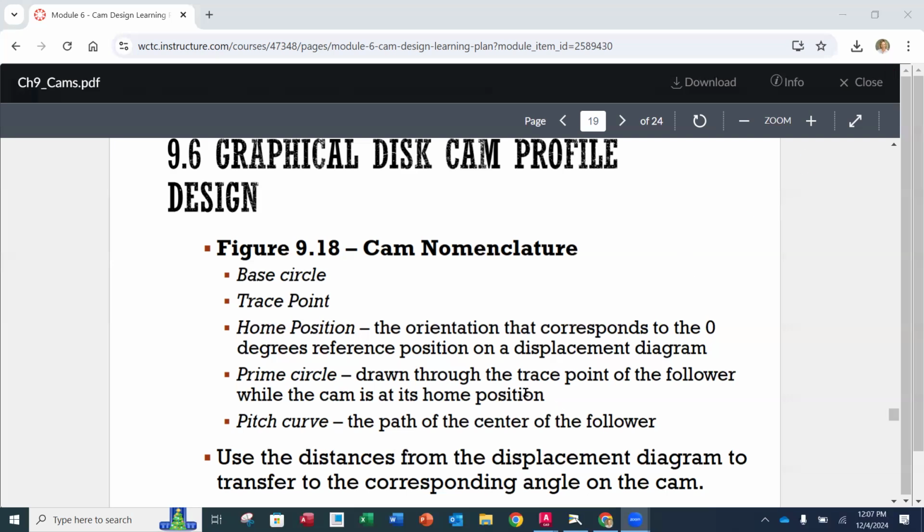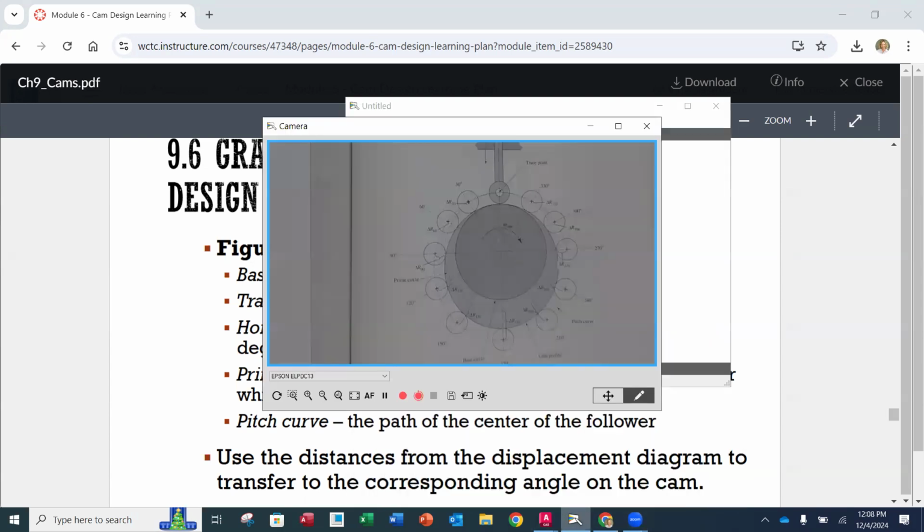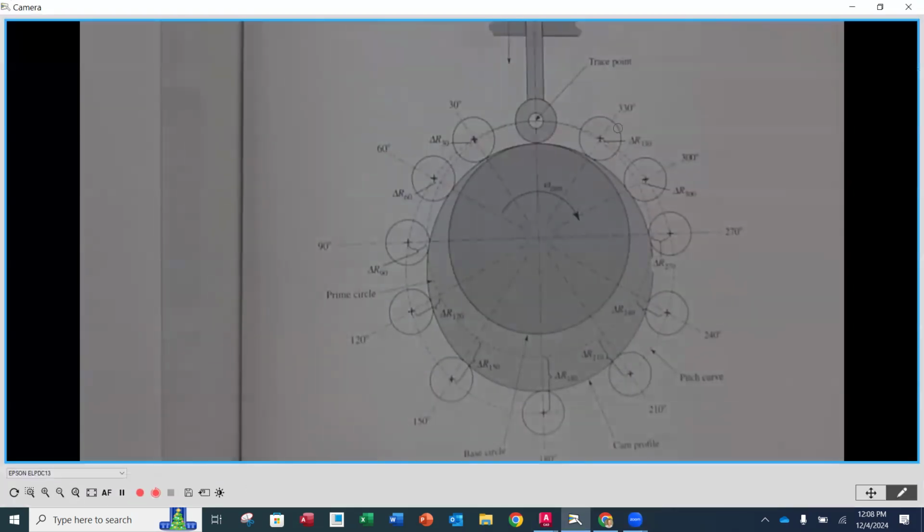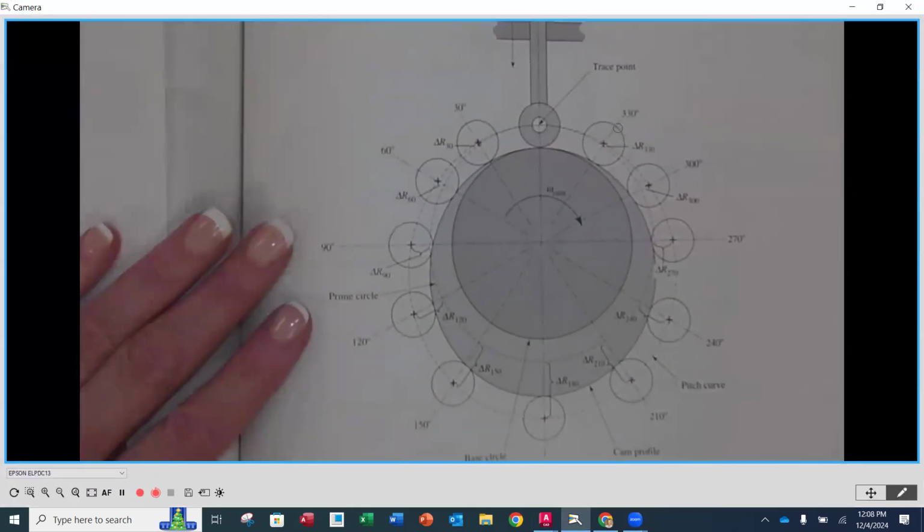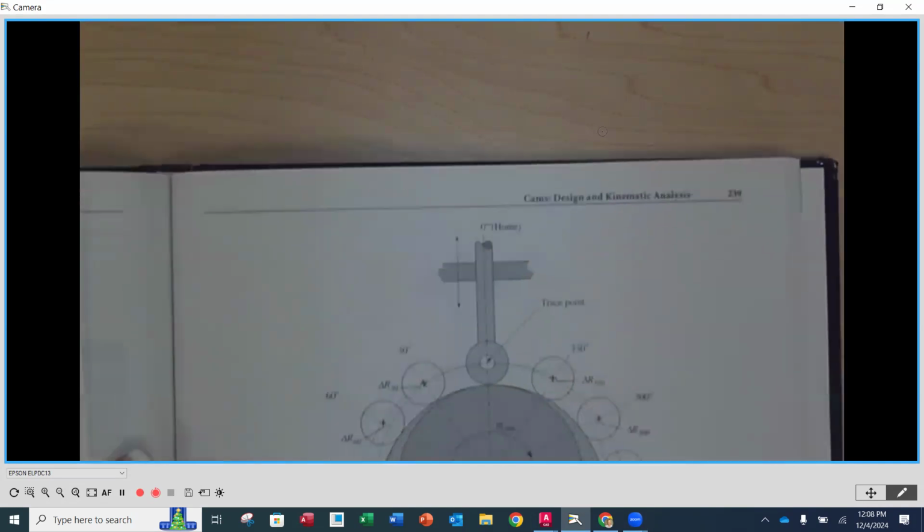Now, we are going to be looking at figure 9.21 on page 239. Essentially very much the same thing, and we're going to see the same items listed here, but I just like this illustration a little bit better. So we are going to go to this page right here. So again, this is page 239.